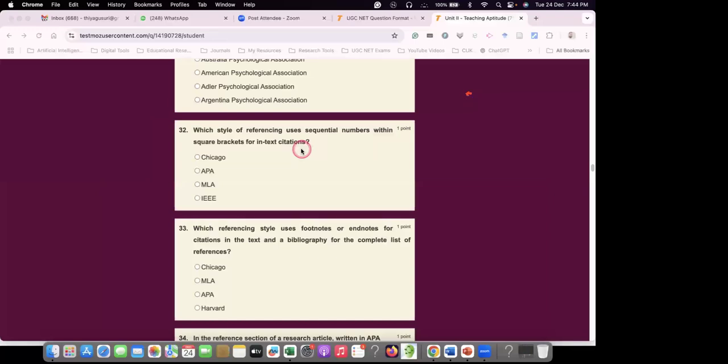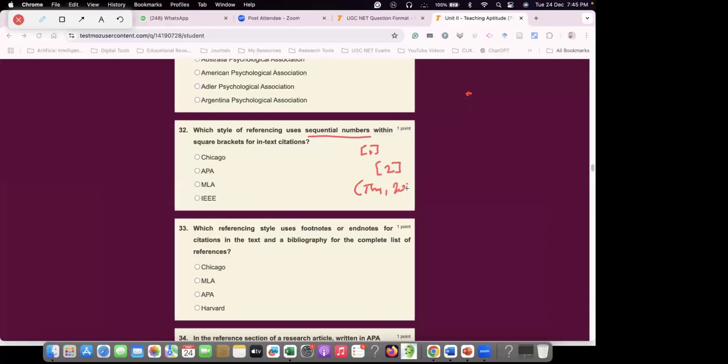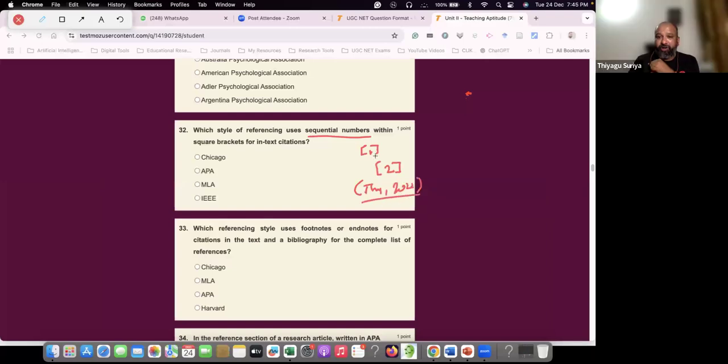Which style of referencing uses a sequence number within a square bracket in the text citation? APA. Please listen. Those who are from an English, computer science or engineering background can get this answer very fast. The question is about a sequential number, like 1, 2, as the citation. In the case of APA, the citation is like Thiyagu, comma, 2021. This is for the APA format.